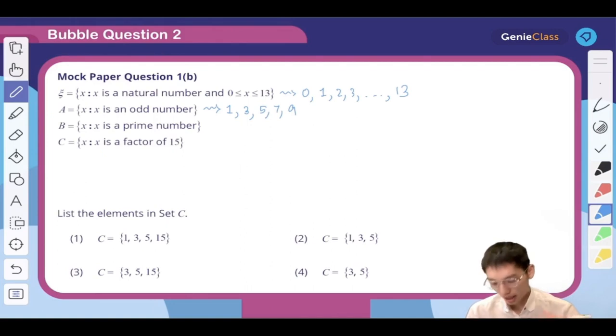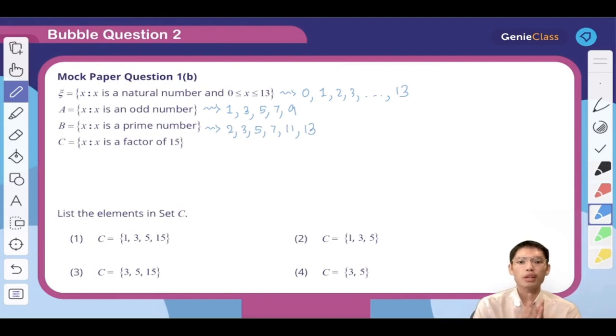Alright, Denise. Now then, prime numbers. Take note, my prime numbers are 2, 3, 5, 7. Basically the numbers are divisible by itself and 1. I filled in for this, so I hope you do know what these numbers are that are involved. And now let's launch the bubble: list the elements in set C. Alright, 3, 2, 1, let's go.